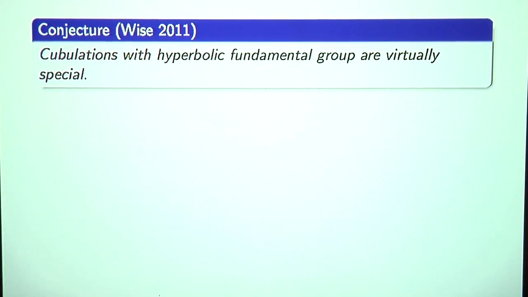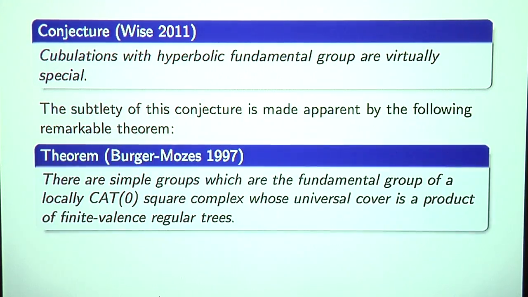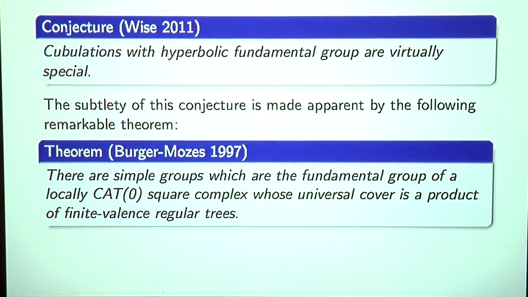And Wise conjectured in his result that cubulations with hyperbolic fundamental group are virtually special. The subtlety of this conjecture is made apparent by a theorem of Burger and Mozes in 1997 that says there are examples of fundamental groups of locally CAT(0) square complexes which are simple and whose universal cover is a product of two regular trees, finite valence regular trees. So this is a CAT(0) square complex with simple fundamental group. So it can't possibly be residually finite or have any of these other properties.